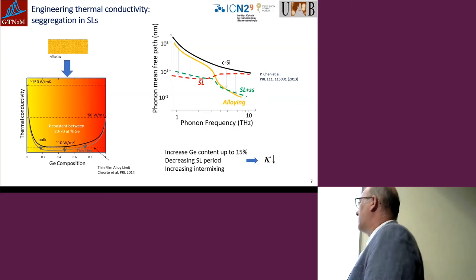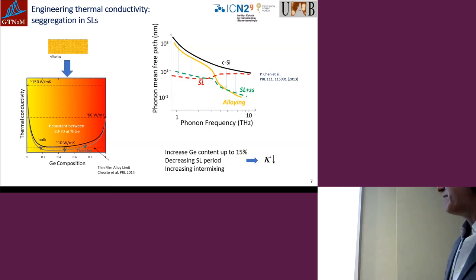So by using this alloy, thin film superlattices, you can basically affect the mean free paths of phonons at different wavelengths. If you have, for instance, crystalline silicon with the phonon mean free paths as a function of frequency that goes more or less like this, this is a schematic. So if you do alloying, of course, you are going to affect mainly high frequency phonons.